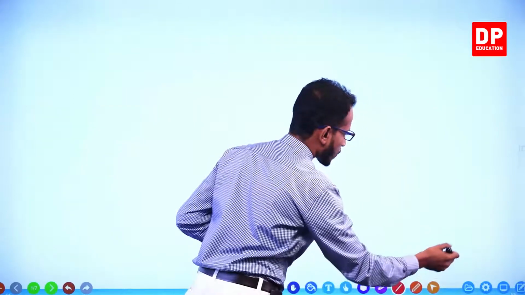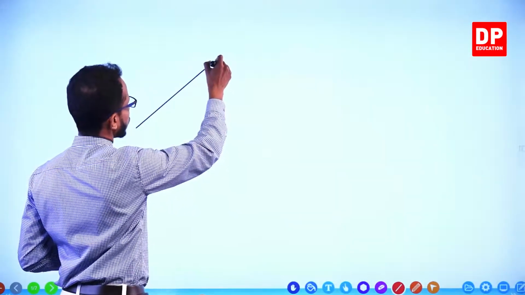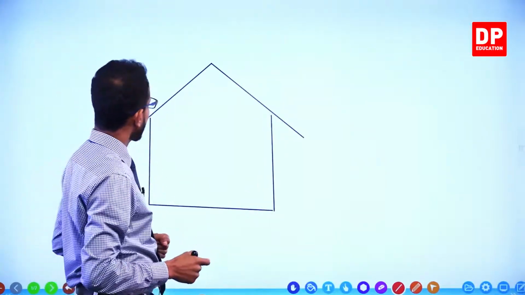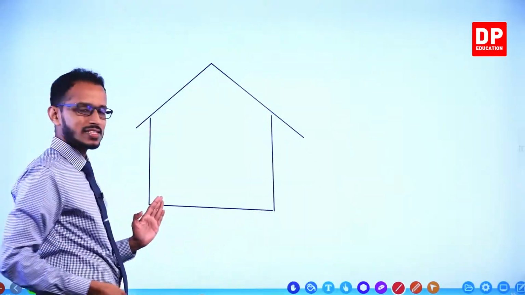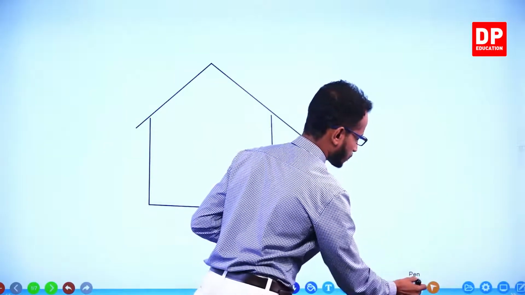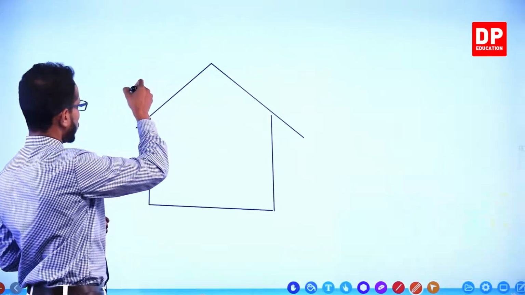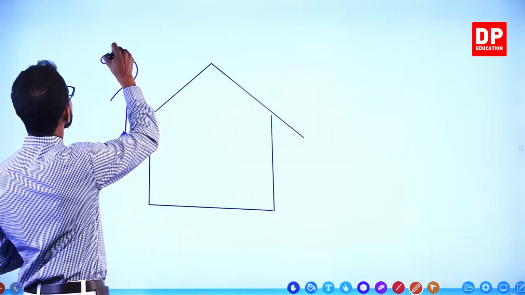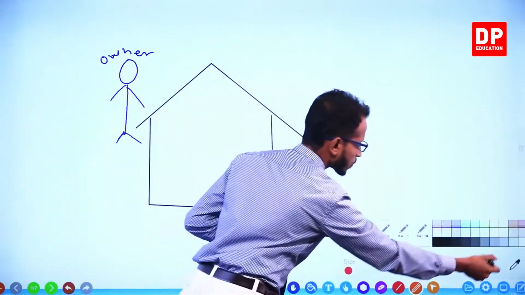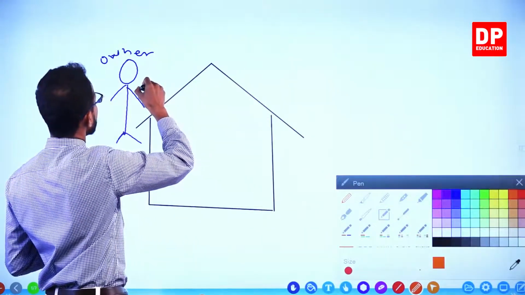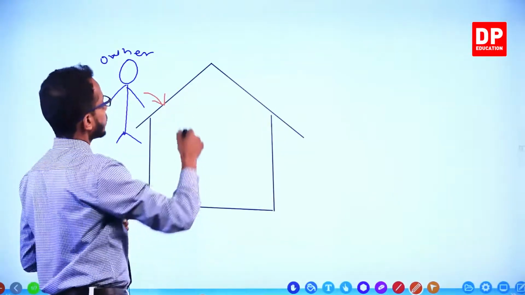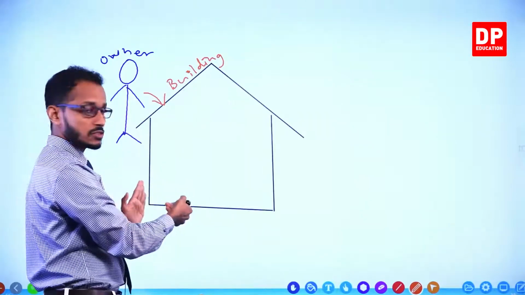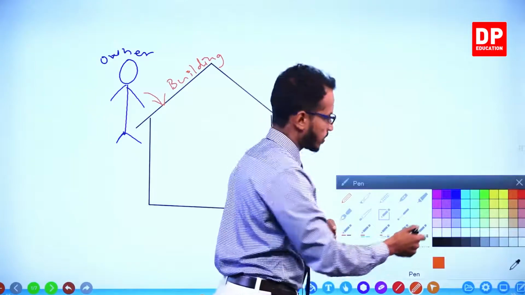Now children, if this is a business organization, the building, let's say this is the shop, this shop is invested by the owner, right? The owner is right here. Owner has invested this building. This is his building. He has invested to the business, right? So the building is the first asset of the business, which was invested by the owner.